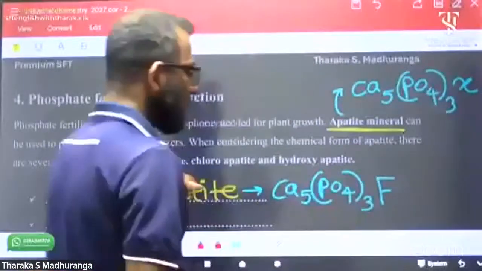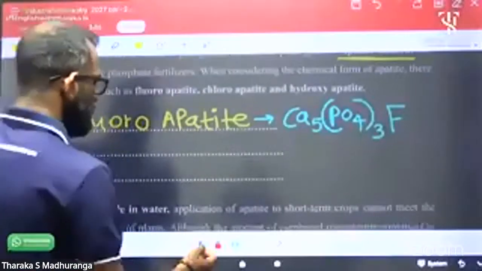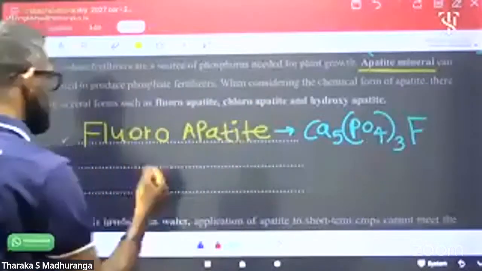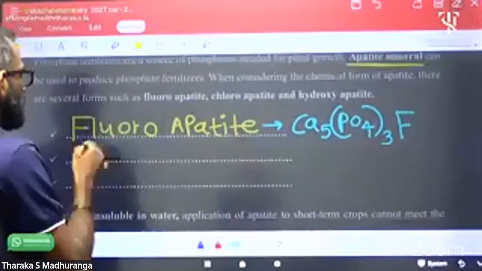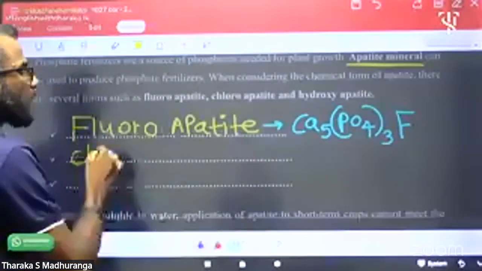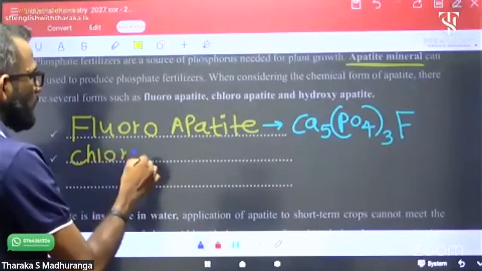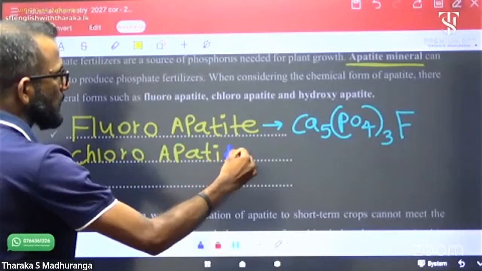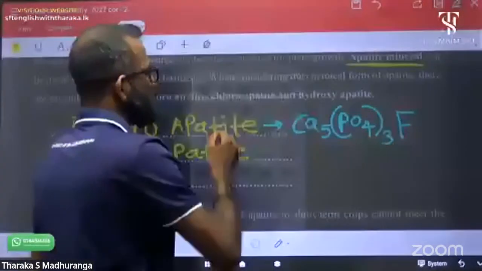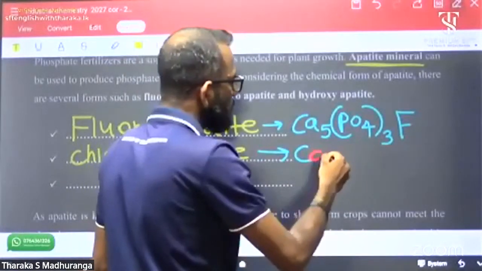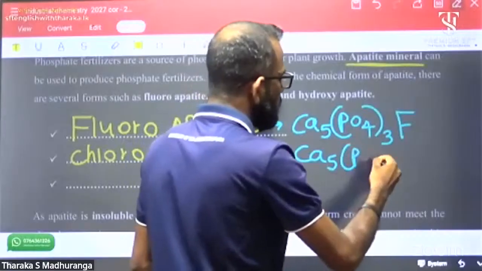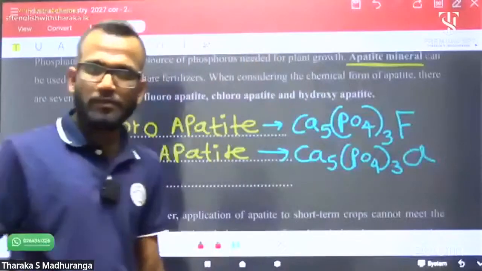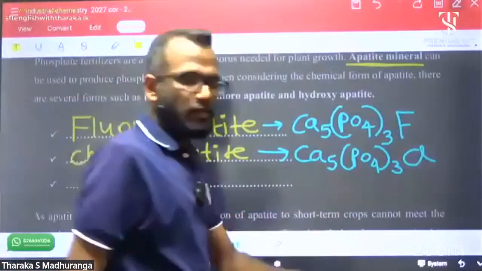There is another apatite type, please note this down. Write this down too. There is another one, chloroapatite. The chemical formula is Ca5(PO4)3Cl. Chloro, Cl, chlorine.